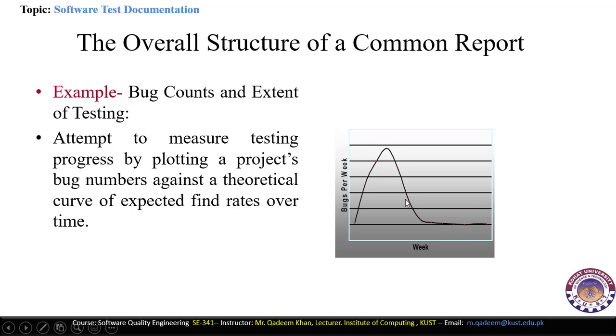So, bug counts and extent of the testing. That means attempts to measure the testing process by plotting the project's bug numbers against the theoretical curve of the expected find rates over time. So that means the bug numbers are identified with respect to the time. Here we will see how effective the testing is. If we are identifying more bugs with respect to the time, that means the testing is very effective.